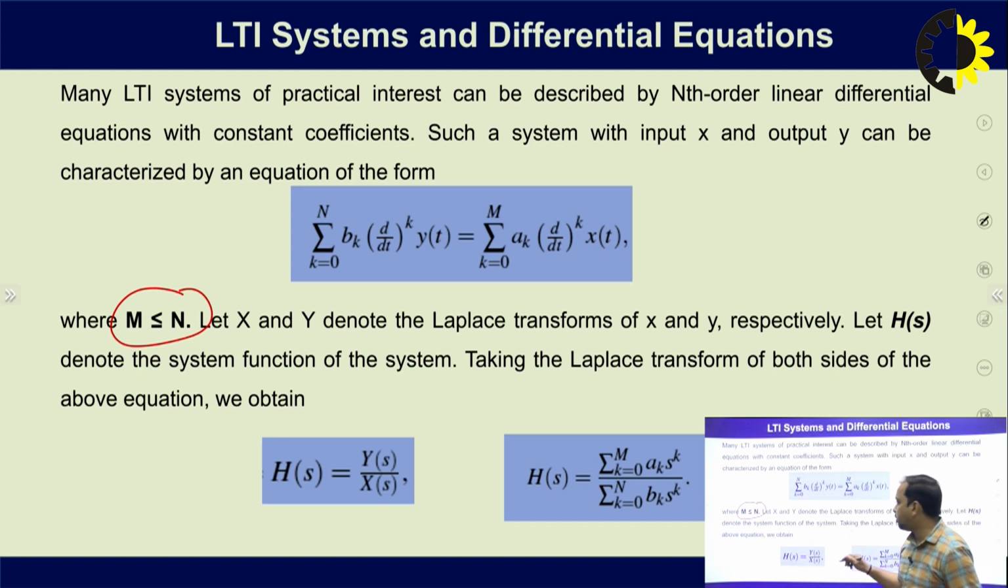That transfer function is the ratio of the Laplace transform of the output to the Laplace transform of the input, where the initial conditions are 0. This is the definition for the Laplace transform. So we have H(s) in terms of Y(s) by X(s).